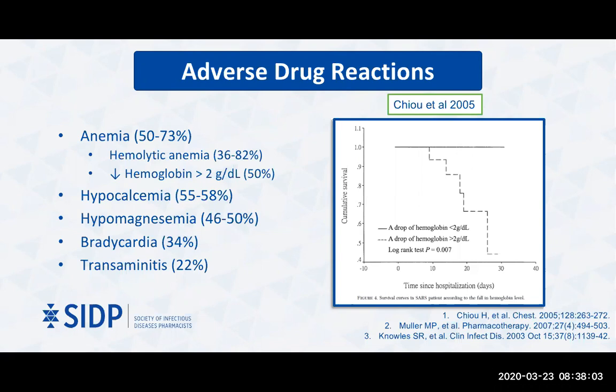coronaviruses. Looking at the remainder of the adverse drug events reported for patients receiving ribavirin, you'll notice that decreases in calcium and magnesium stores were relatively high at about 50%. That can lead to things like bradycardia, and hepatotoxicity is also a noted adverse drug reaction with ribavirin, usually in the form of transaminitis.